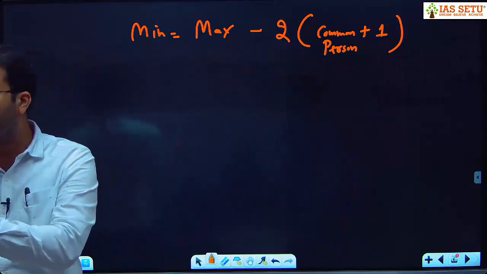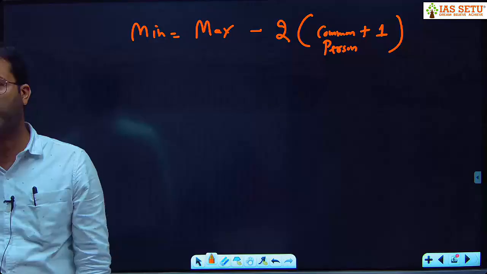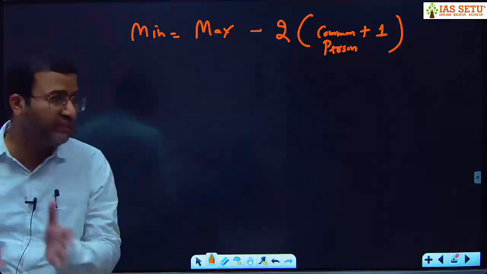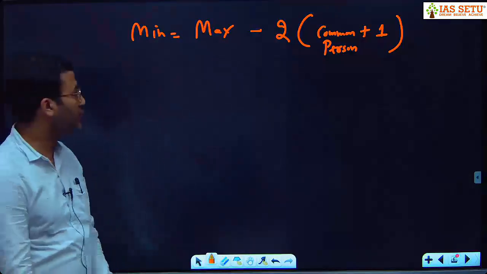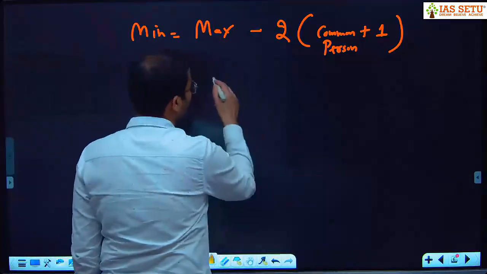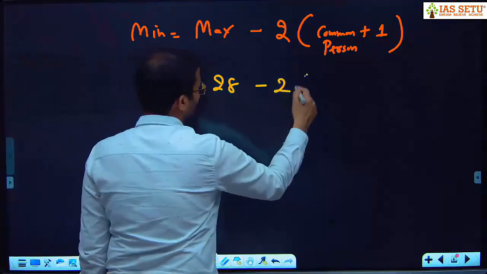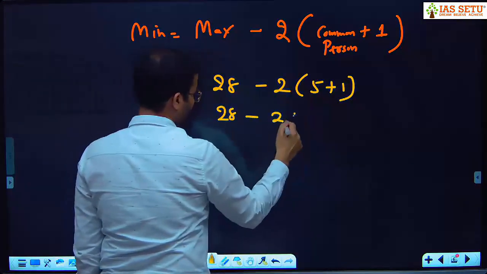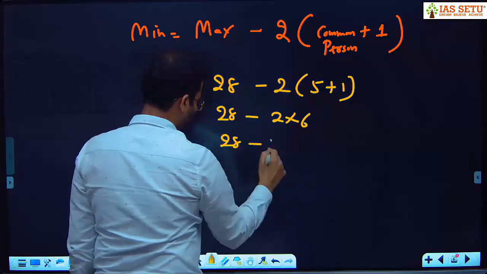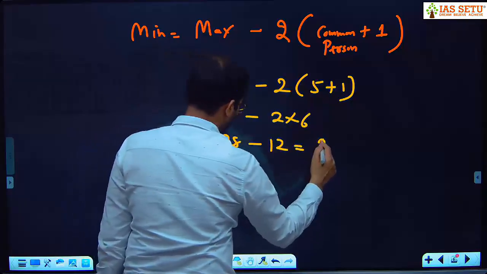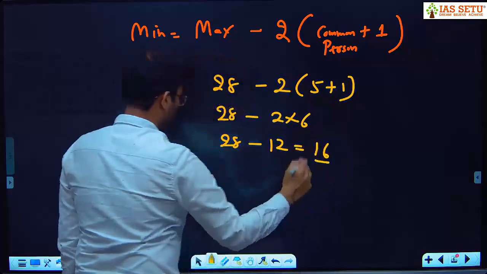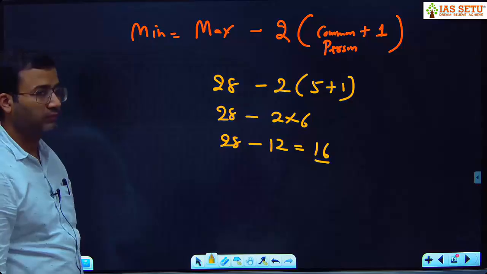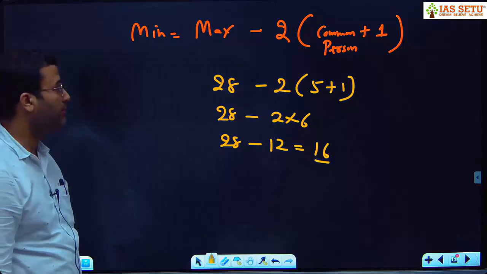जो ये A और B के बीच में 5 लोग थे वो हैं the persons which we are making common to minimize the persons. अब इस question में कितना था, maximum था 28. 28 - 2 × 6, 28 - 12, 16. But maximum you have to find.